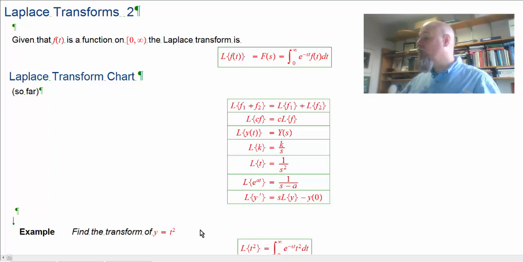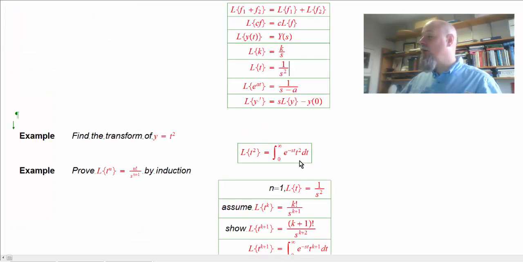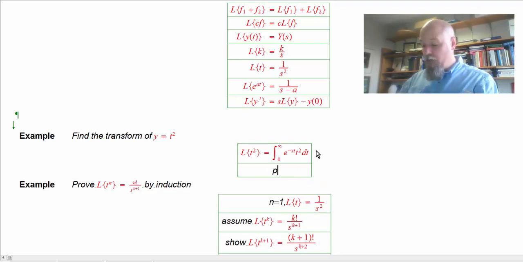Let's do that. Let's take the transform of t squared. We have the transform of t. The transform of t is 1 over s squared. What's the transform of t squared? Well, we pop it into the definition. The Laplace transform of t squared would be the integral from 0 to infinity of e to the minus st times t squared. All we have to do is evaluate that integration, and we're going to do that by parts.